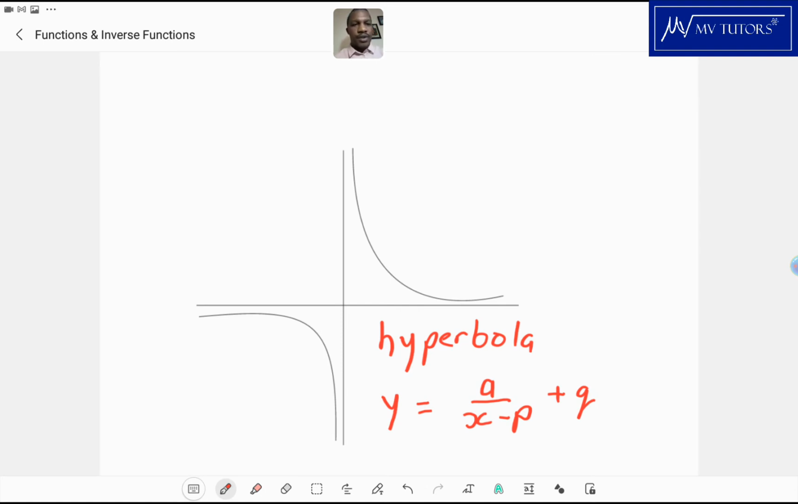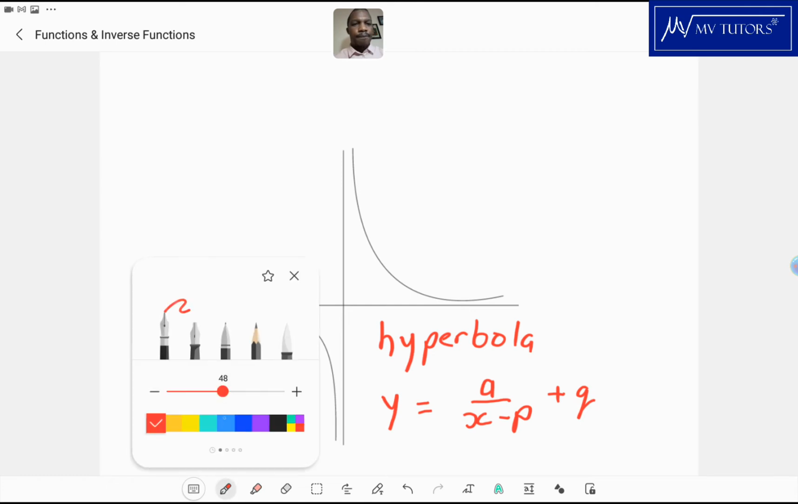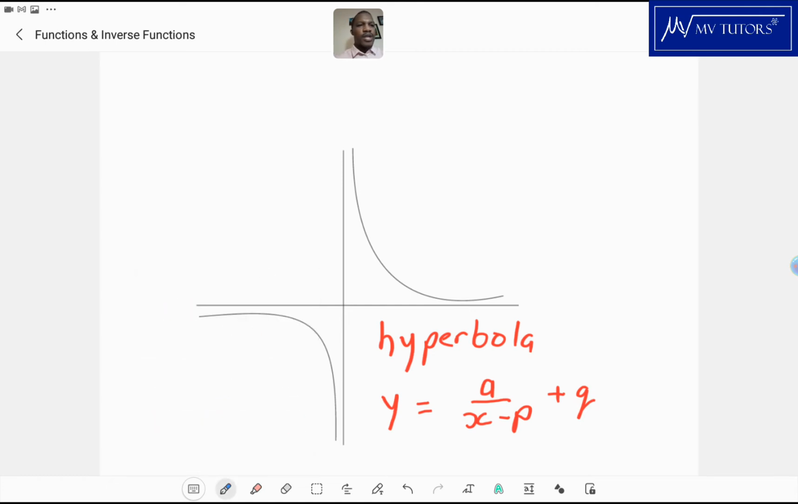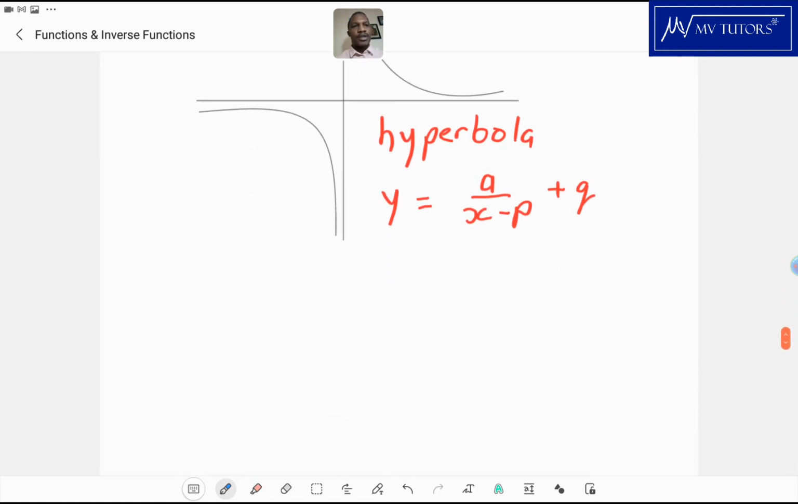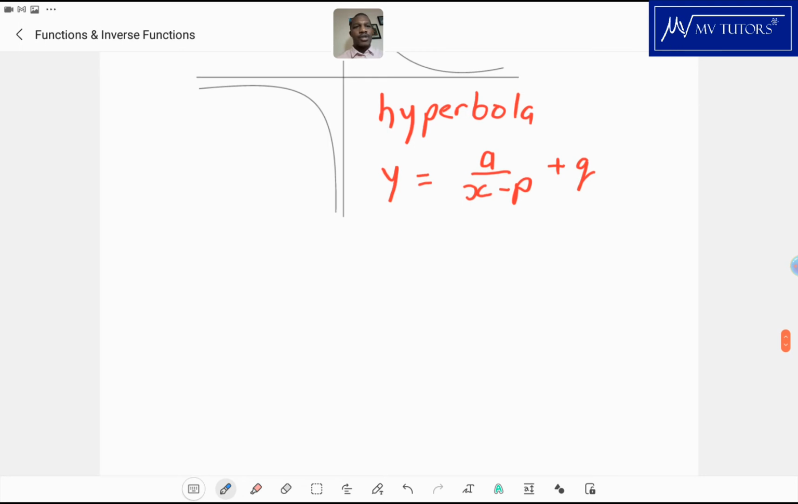All right, so we're done with those. Those are the popular functions. Now, there's something I need us to talk about. Okay, this thing that's called a vertical line test. Vertical line test.